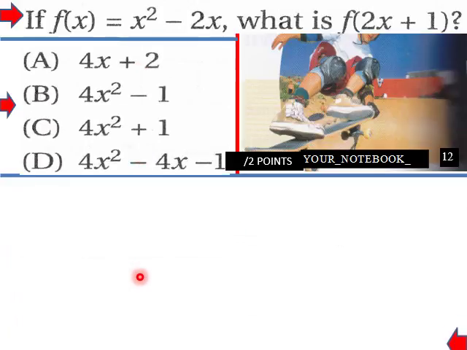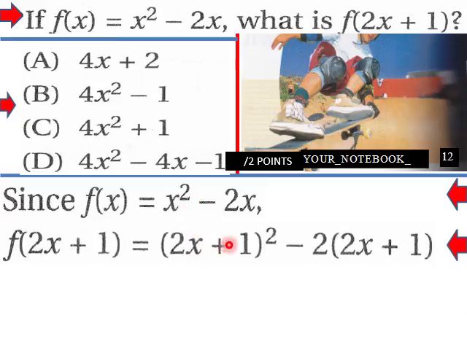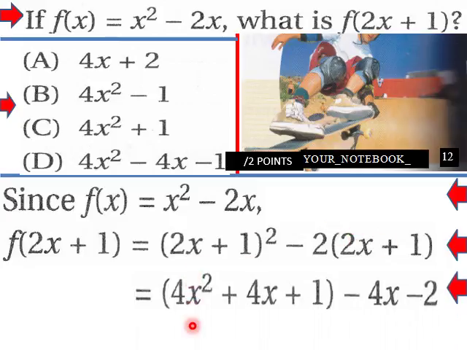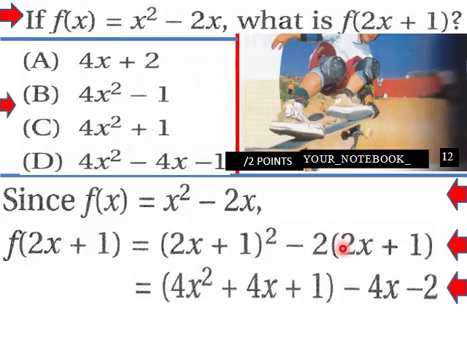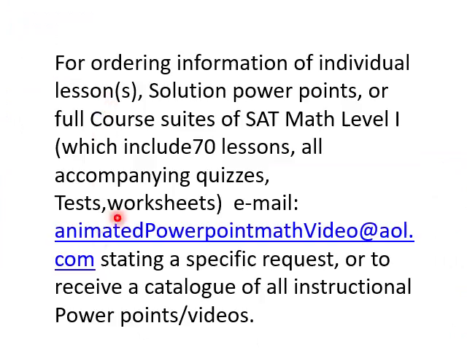And grid that in. And then we have another one here: f of x equals x squared minus 2x. What is f of 2x plus 1? So everywhere here we plug in 2x plus 1. So x squared minus 2x becomes 2x plus 1 squared, and then minus 2 times 2x plus 1. Then we just expand this out and combine like terms, and we get this expression right here as our solution.